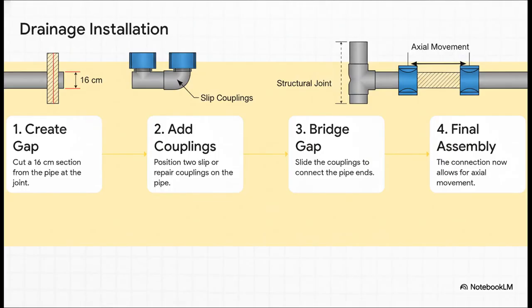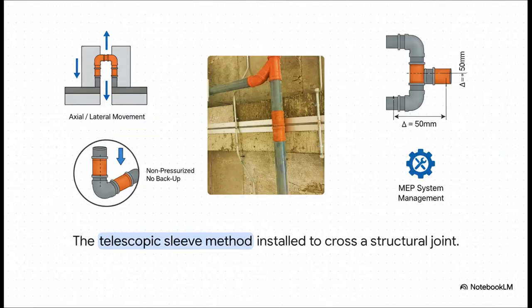So here's how it works. It's a super smart four-step process. You literally cut out a 16-centimeter piece of the pipe right where the structural joint is. Then you bridge that gap using two special slip couplings. What you've just created is basically a telescopic section inside the pipe that can slide in and out as the building moves. And this is exactly what it looks like all put together.